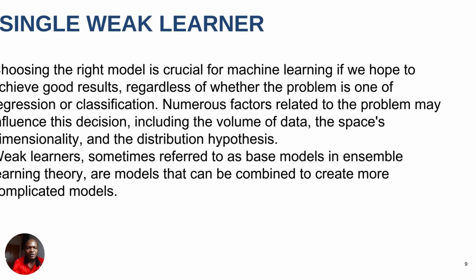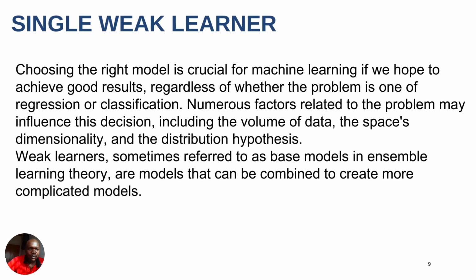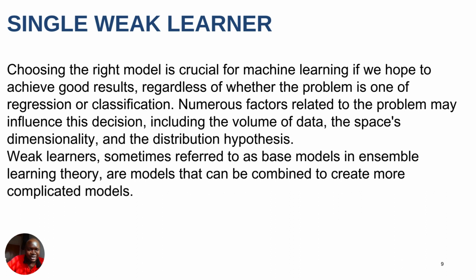So here we are going to speak about the weak learners, which we have just talked about from the last slide. So what's a single weak learner? Choosing the right model is crucial for machine learning if we hope to achieve good results, regardless of whether the problem is one of regression or classification. Numerous factors related to the problem may influence the decision, including the volume of the data, the space dimensionality, and the distribution hypothesis. Weak learners, sometimes referred to as base models in ensemble learning theory, are models that can be combined to create more complete, complicated models. So let us move to the next slide.